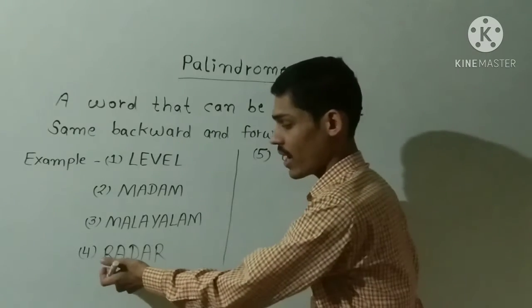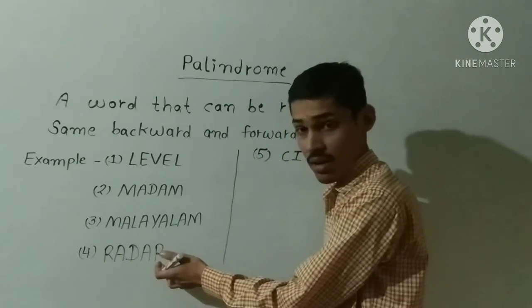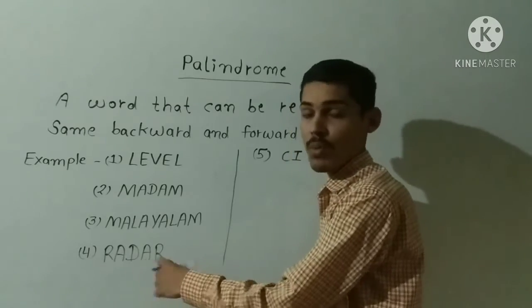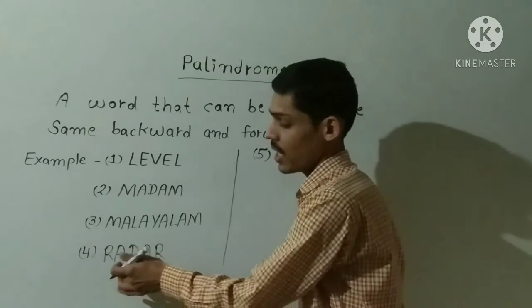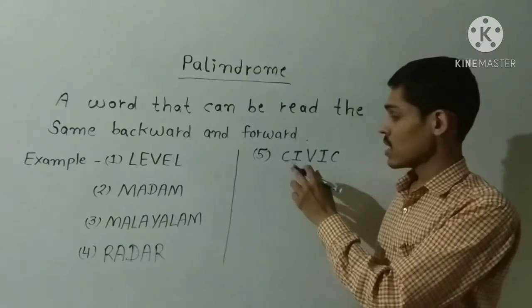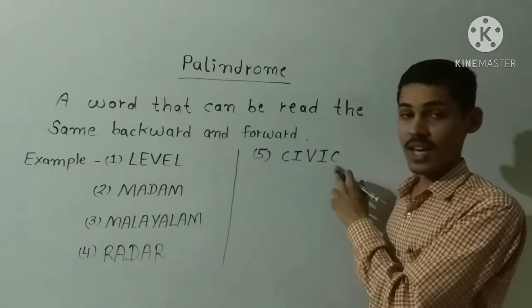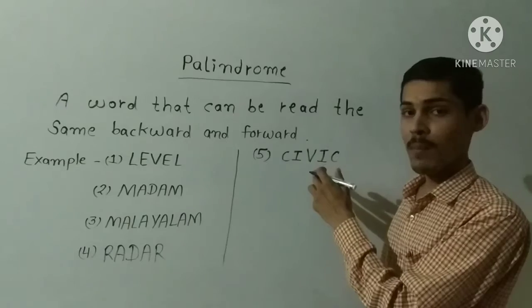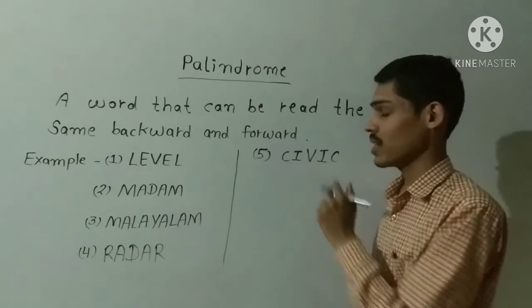Now look here. Radar. R-A-D-A-R. And now you can read it from the backward as well. R-A-D-A-R. Now let's come to the fifth. C-I-V-I-C. Civic. Now read it from the backward, C-I-V-I-C, civic.